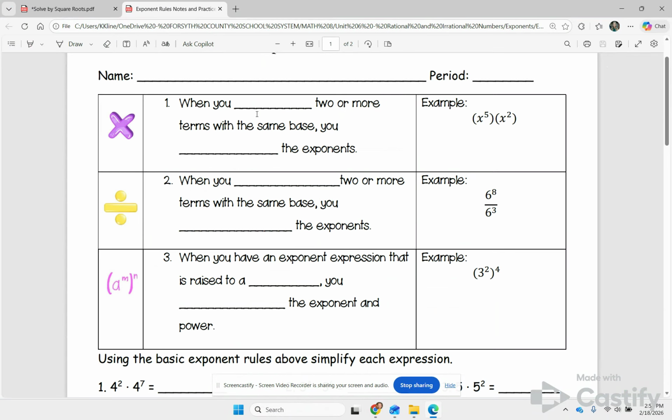Hey guys, so just a quick reminder from yesterday. Y'all are going to practice with exponents today. Whenever you are multiplying two or more terms with the same base, remember they have to have the same base.